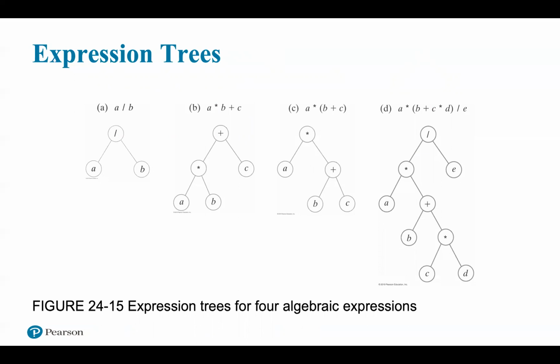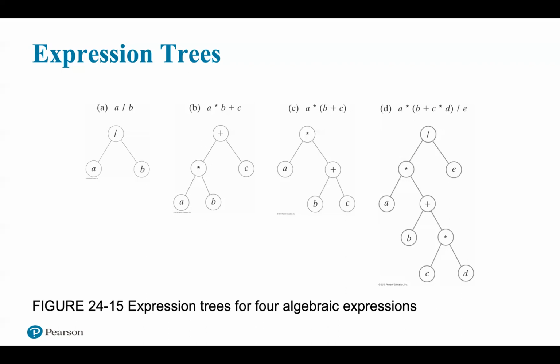For expression trees, we can use a binary tree to represent an algebraic expression whose operators are binary. Recall from segment 5.5 in chapter 5 that a binary operation has two operands. For example, we can represent the expression a divided by b as the binary tree in figure 24.15a. And you can see that as we're showing it. The root of the tree contains the operator divide, and the root's children contain operands for the operator.